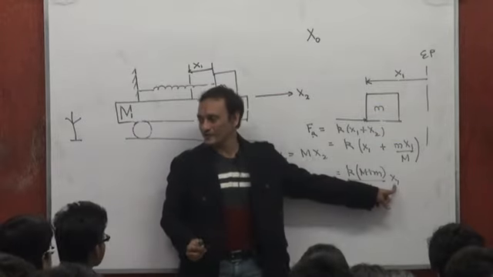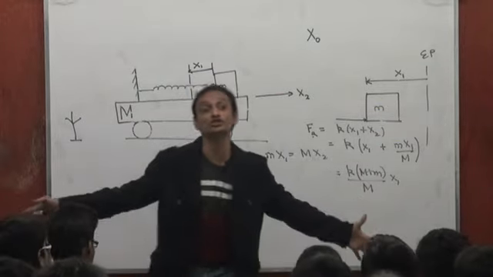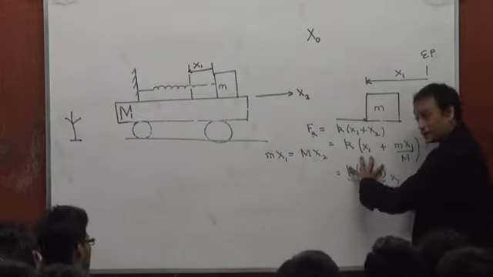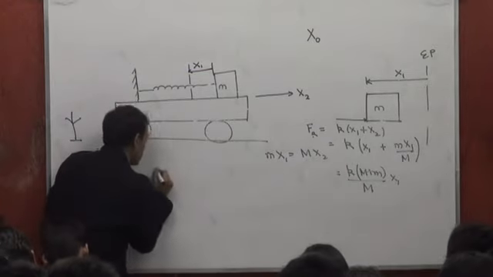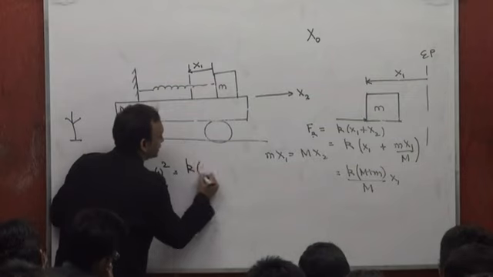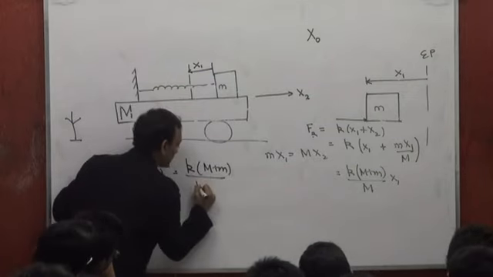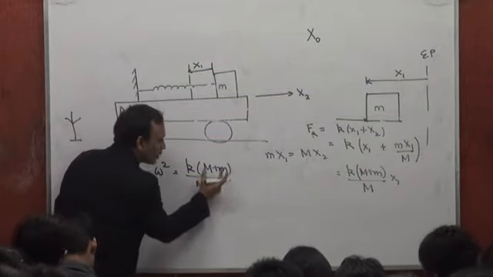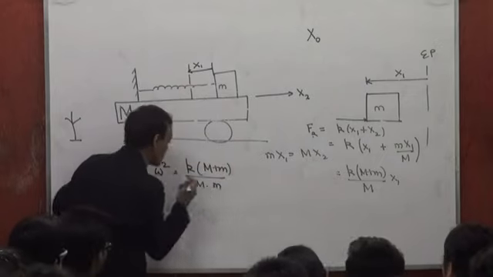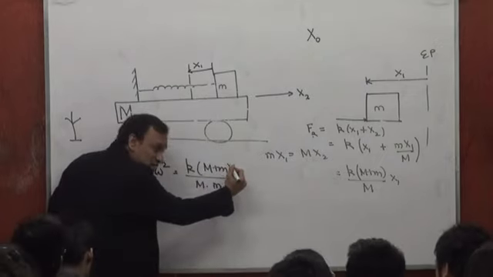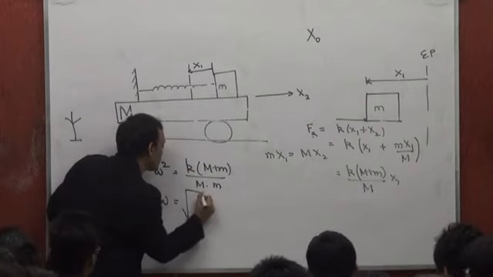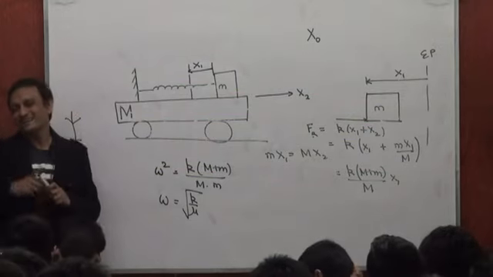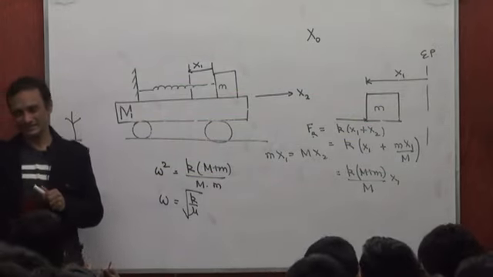Restoring force proportional to the displacement from the mean position. The motion of small m has to be simple harmonic with the force constant being this, right? So the omega square of the oscillation is going to be k into capital M plus small m by capital M divided by small m. But capital M into small m by capital M plus small m is mu, the reduced mass. So the omega is going to be root k by mu. Essentially the same as the earlier one, right?